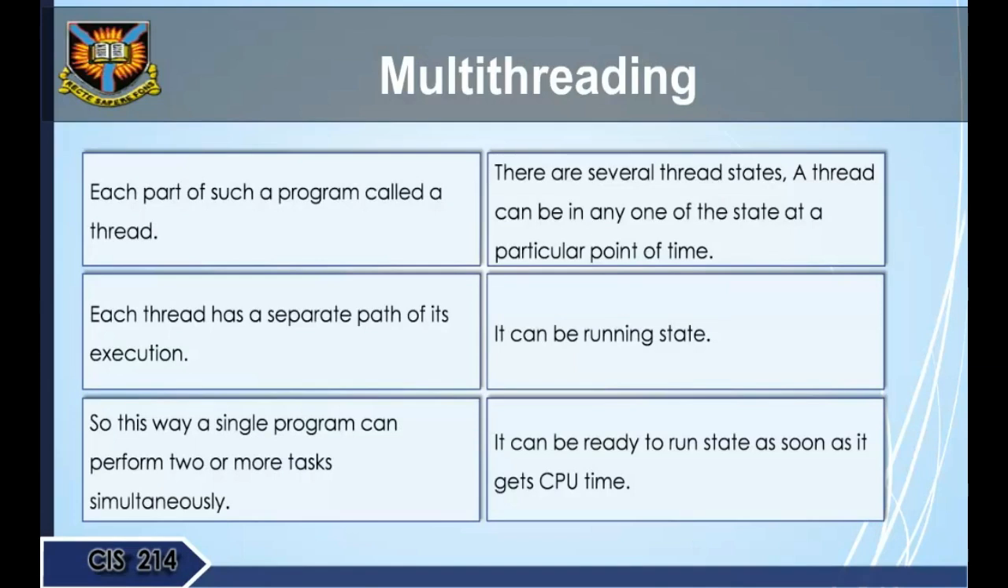Each part of such a program is called a thread. Each thread has a separate path of execution, so this way a single program can perform two or more tasks simultaneously.